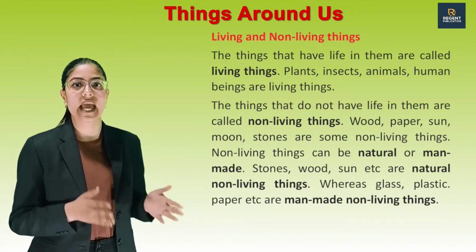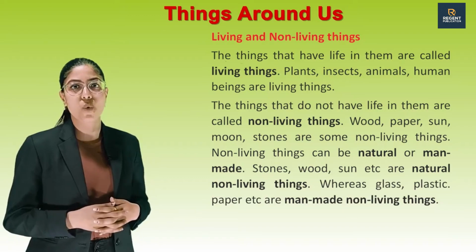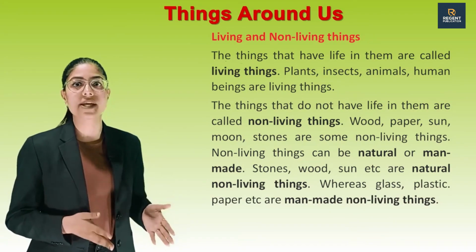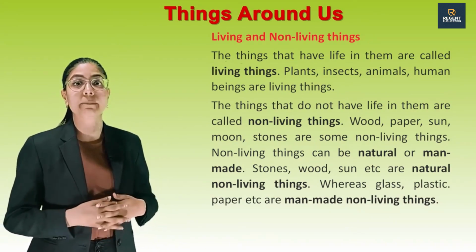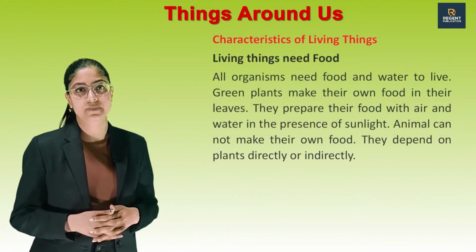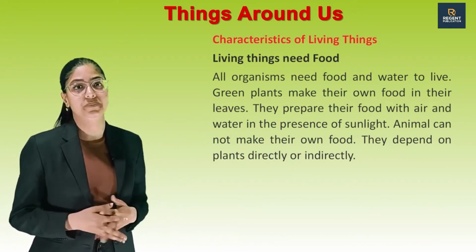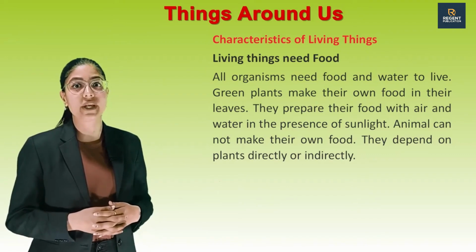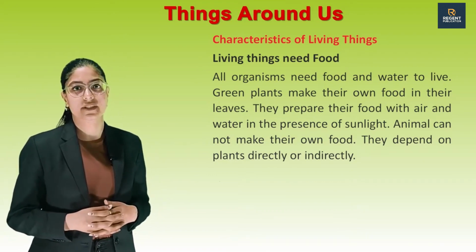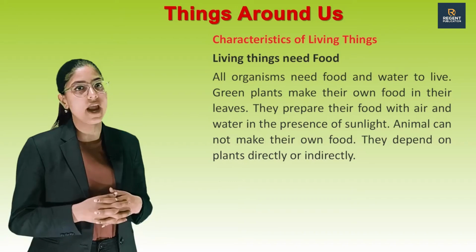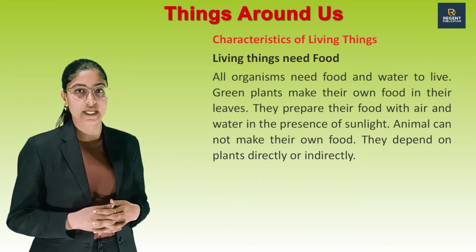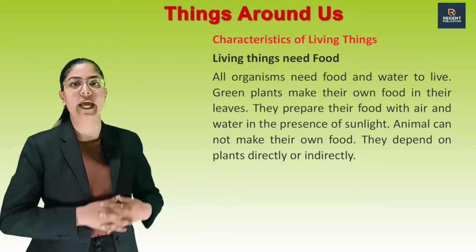Non-living things can be natural or man-made. Stones, wood, sun, etc. are natural non-living things, whereas glass, plastic, paper, etc. are man-made non-living things. Characteristics of living things. Living things need food. All organisms need food and water to live. Green plants make their own food in their leaves. They prepare their food with air and water in the presence of sunlight. Animals cannot make their own food. They depend on plants directly or indirectly.